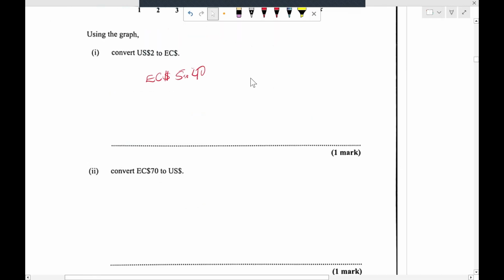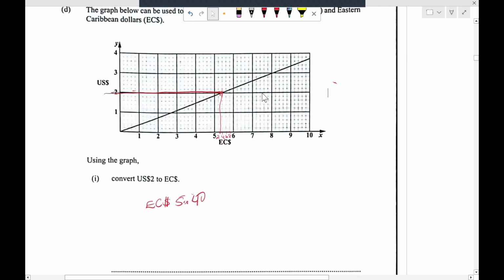Next, convert 70 EC to US dollars. So if we look on the graph, we don't have 70 EC on the graph. It just stops at 10. What I would do, however, is look for a point that's flush, and use that to make my conversion rate, and then just multiply to find out how much 70 EC is going to be. The point that I see that is flush on both the x and the y-axis is right here. At that point, I am seeing that 3 US is equal to 8 EC.